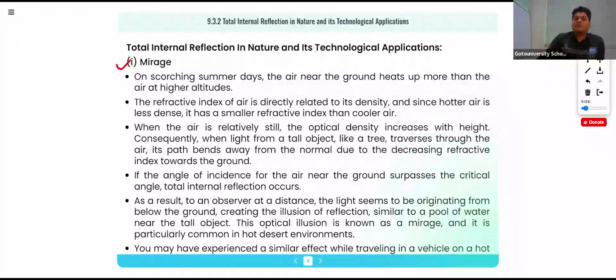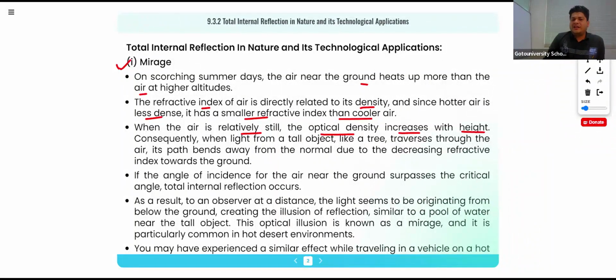Why can you see the water? Because of this total internal reflection. Okay, so see, on summer days, the air near the ground heats up more than air at higher altitude. The refractive index of air is directly related to its density. Since hotter air is less dense, it has a smaller refractive index than cooler air. When the air is relatively still, the optical density increases with height.